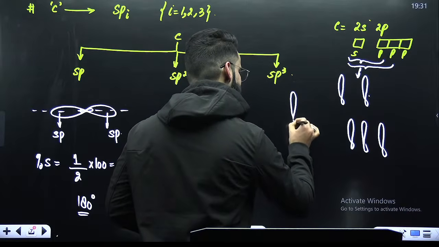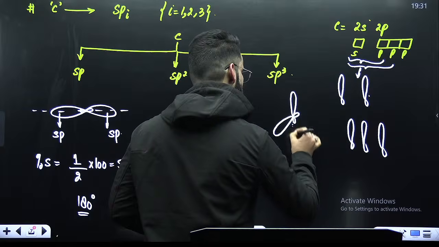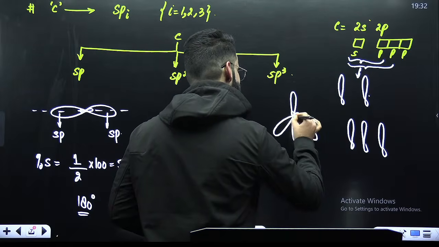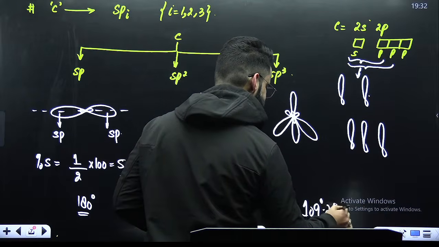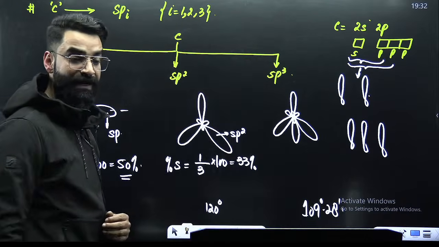If I talk about sp3, in sp3, there'll be 4 hybrid orbitals formed, and they'll be placed at an angle of 109 degree 28 minutes.